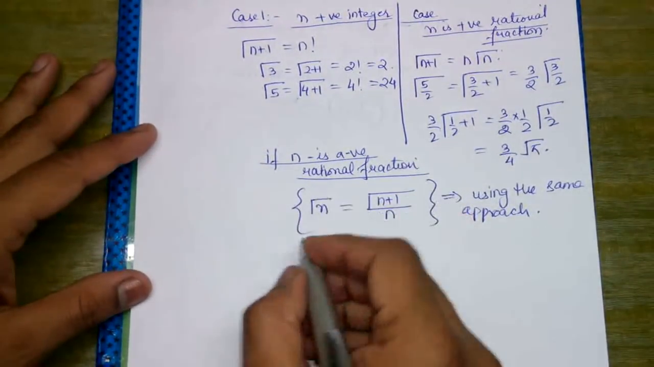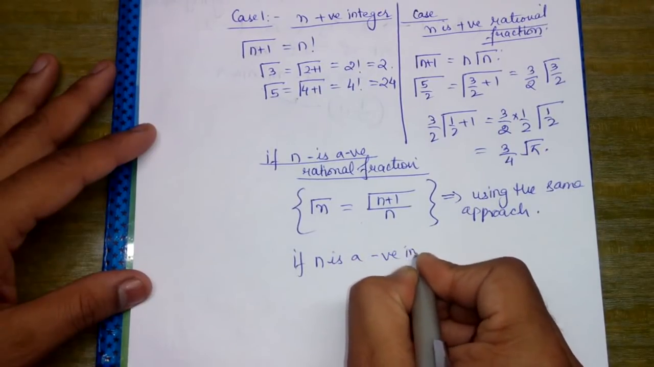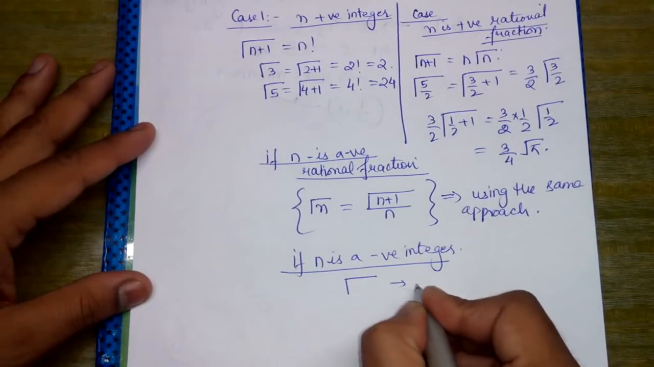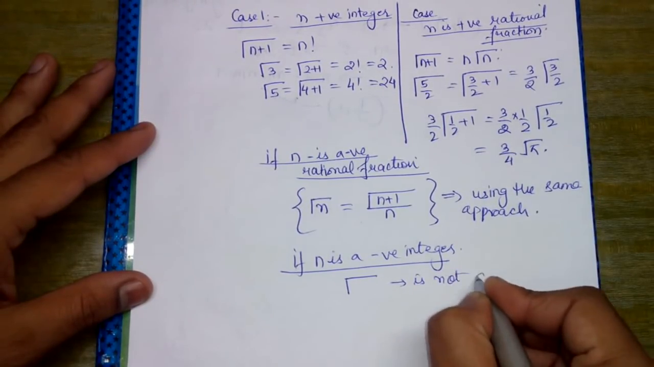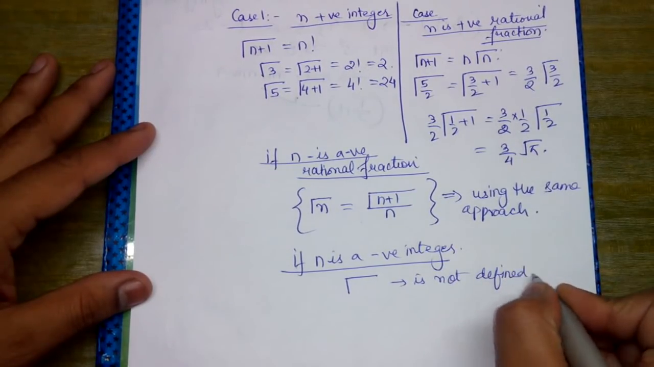And if n is a negative integer, then this function is not defined. The function, that is the gamma function, is not defined for n equal to a negative integer.